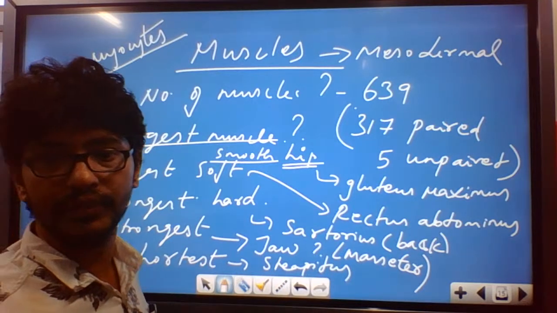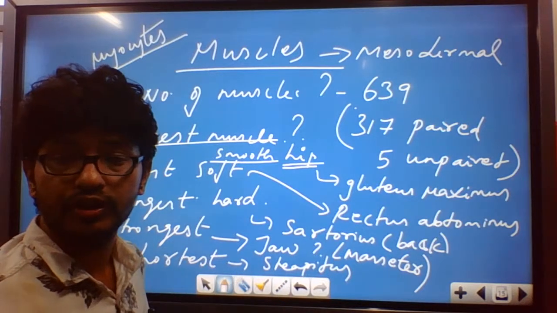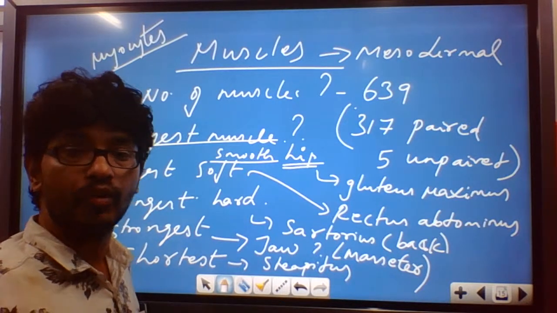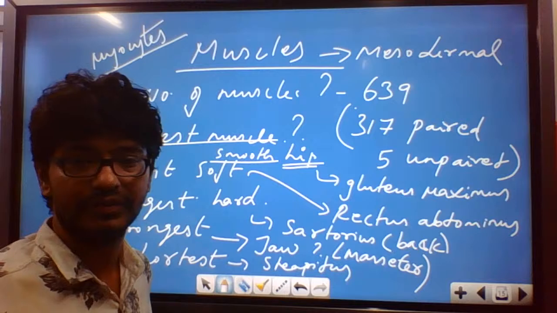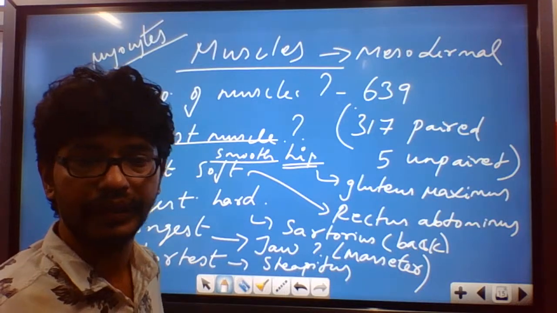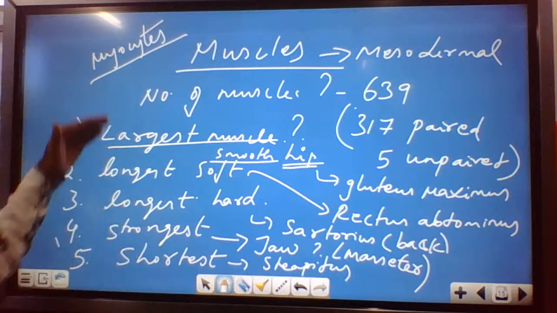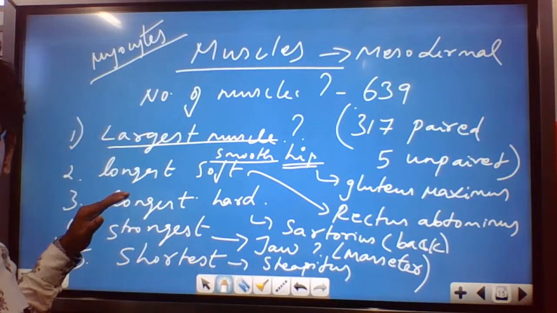Earlier I mentioned the fallopian tube. The fallopian tube is part of the female reproductive system where you could see ciliary movements. That is why I mentioned the fallopian tube. Okay, right. So these are a few names of some of the muscles that you should remember.